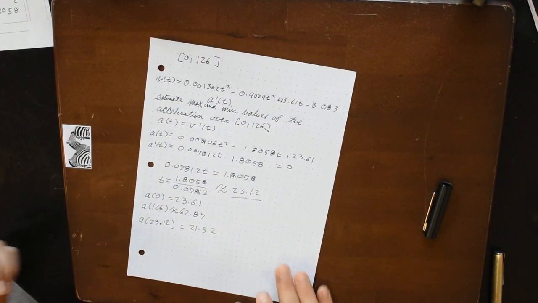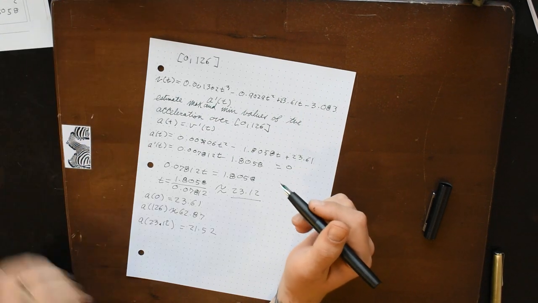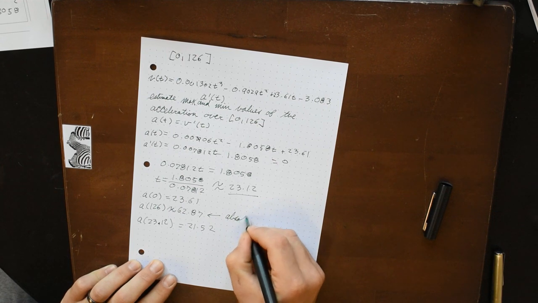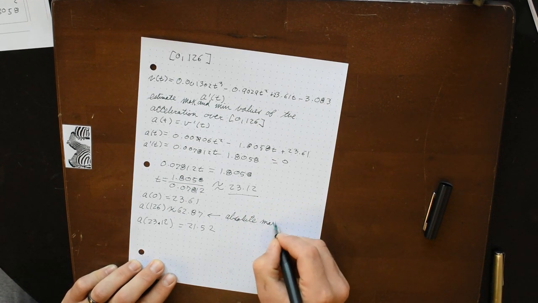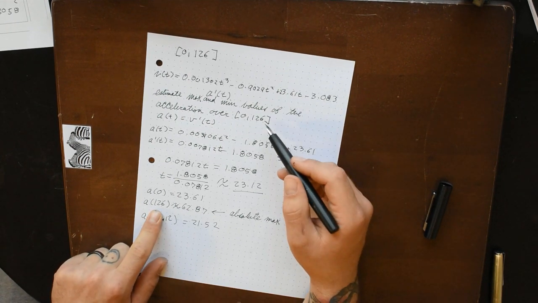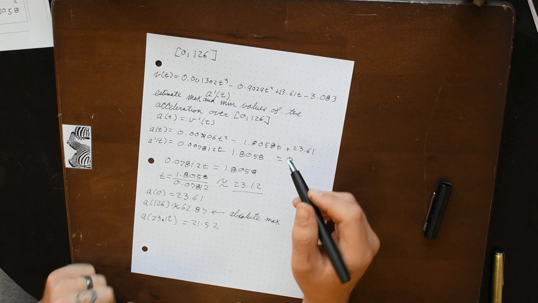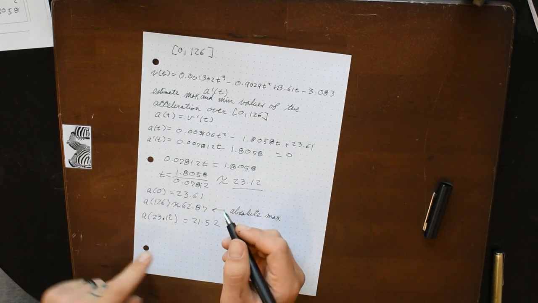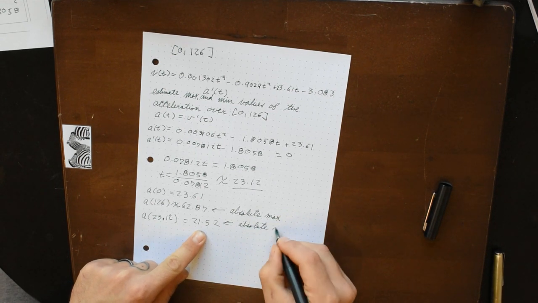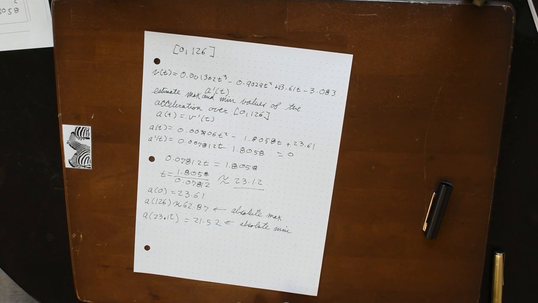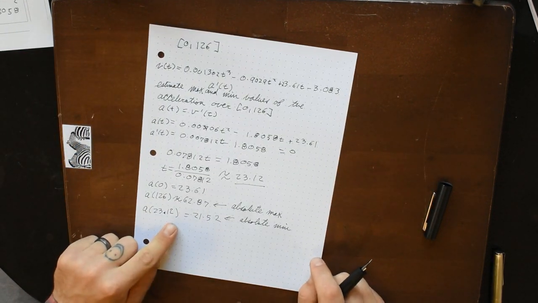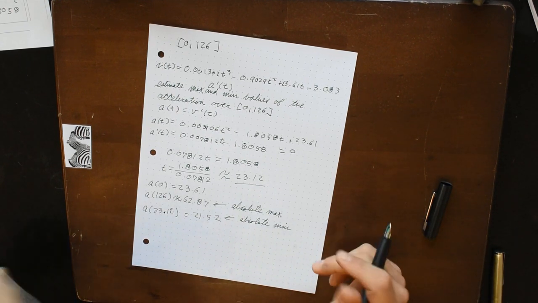Perfect. So now we want to pick the largest and smallest values. Our maximum is going to occur here. This is our absolute max. Or the absolute maximum acceleration of this shuttle occurs when t is equal to 126. And the absolute minimum happens right here. Or the absolute minimum acceleration of this Hubble Space Telescope occurred 23.12 seconds into its takeoff.